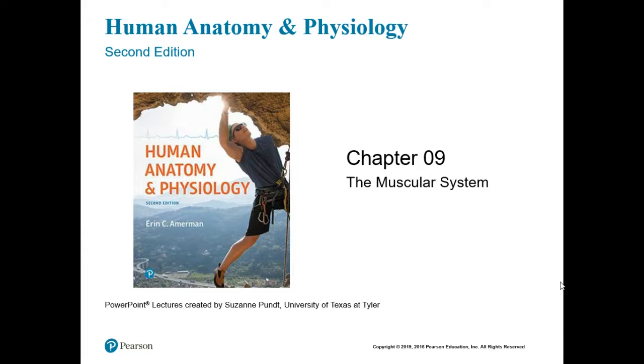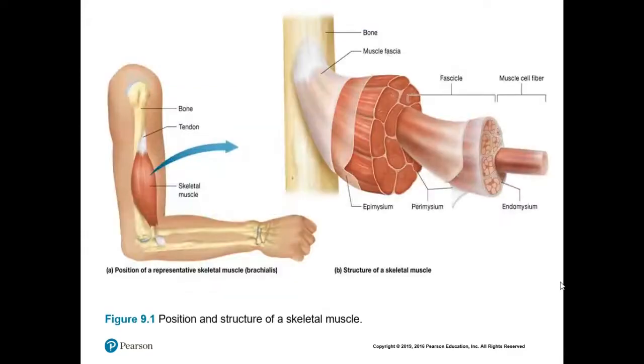Let's go. Muscular system. So yesterday I described the overall arrangement of muscles. I've already talked about this before, but keep in mind, here's the bone, here's the tendon, here's the muscle. So skeletal muscles are attached to bone through tendons.